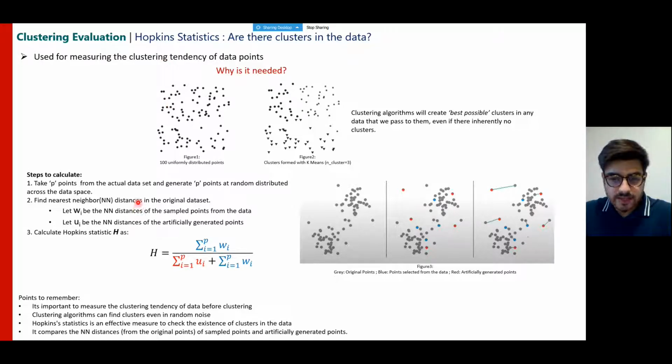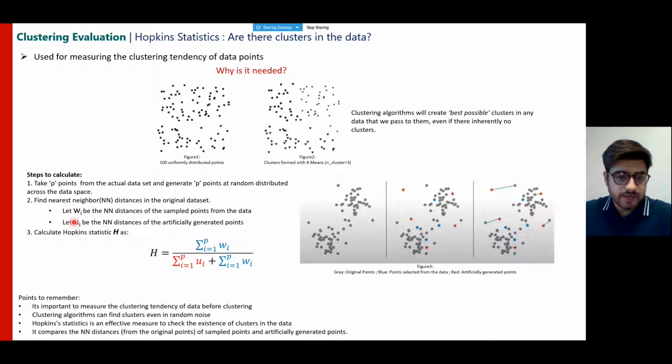And the steps to calculate it are very simple. We first take the data points. We take p points from the actual data. And we also generate p points at random in the same data space. So here we look at this example and we had these gray points, which were the original points. We then selected some of the points from the original data, the blue points here in this image. So this point right here corresponds to this point. So we've selected this point. So like this, we've selected p points in the data, and then we've also created p random points, which are these red points that we've created at random.